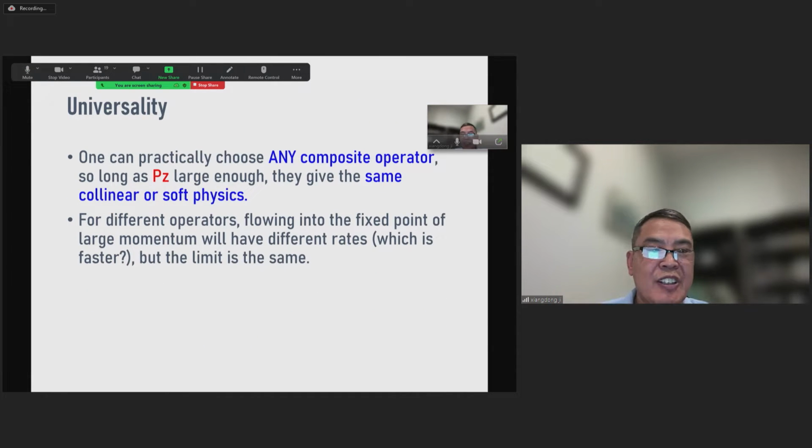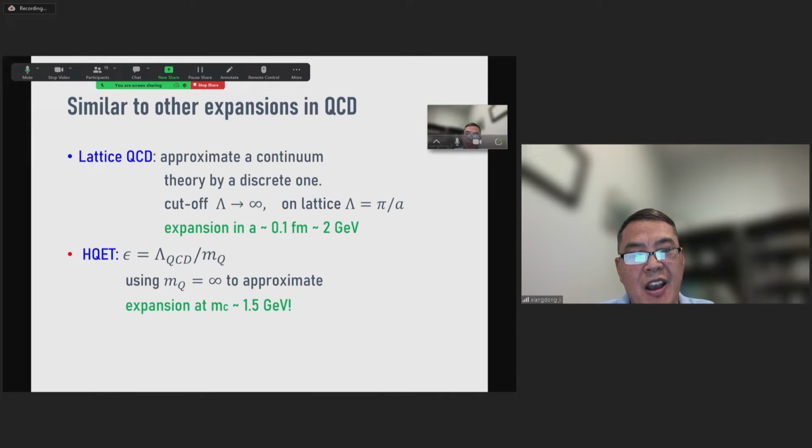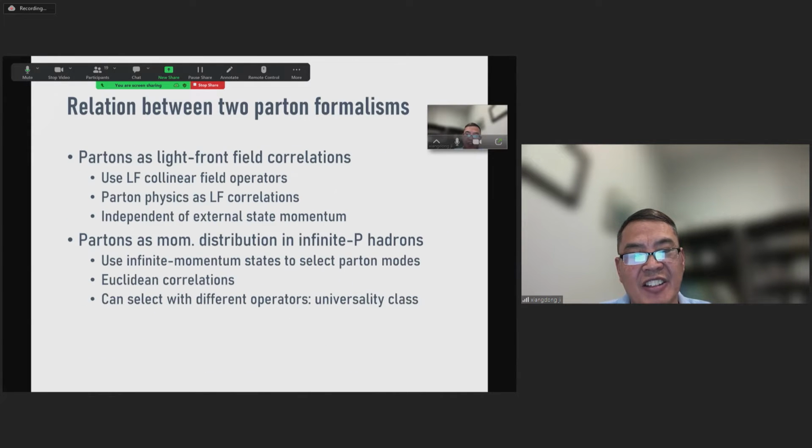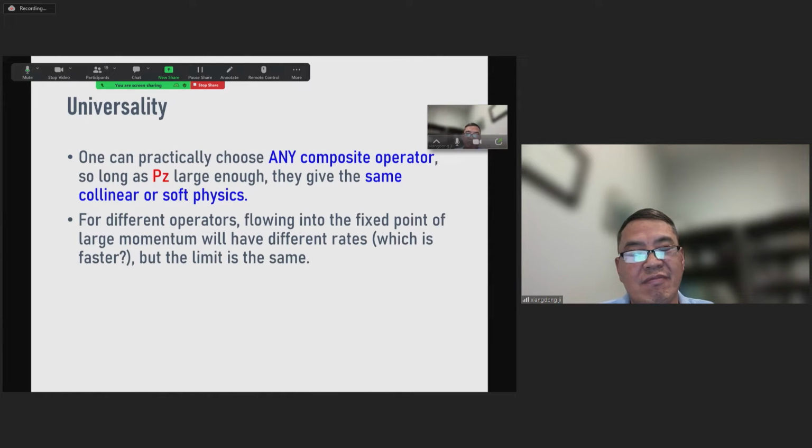I do want to talk about the universality, because when you calculate the parton distribution, you start with an operator as an equal time correlator, but that operator can be of many different types. In fact, there are an infinite number of ways I can choose operators. In a large momentum limit, it produces the same results. And so that's the universality, okay?